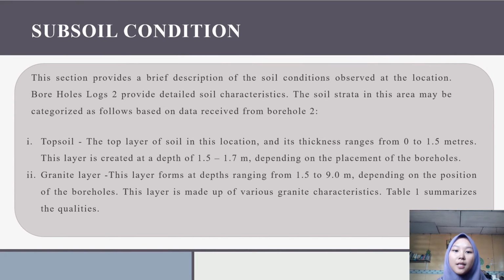For the subsoil condition, this section provides a brief description of soil conditions that are observed from the site, borehole log 2, which provides the details of soil characteristics. The soil structure in this area may be categorized as follows based on data received from borehole 2. The first one is topsoil. Topsoil is the top layer of soil in this location, and it has a thickness range of around 0 to 1.5 meter, and this layer is created at a depth of 1.5 to 1.7 meter depending on the placement of the boreholes.